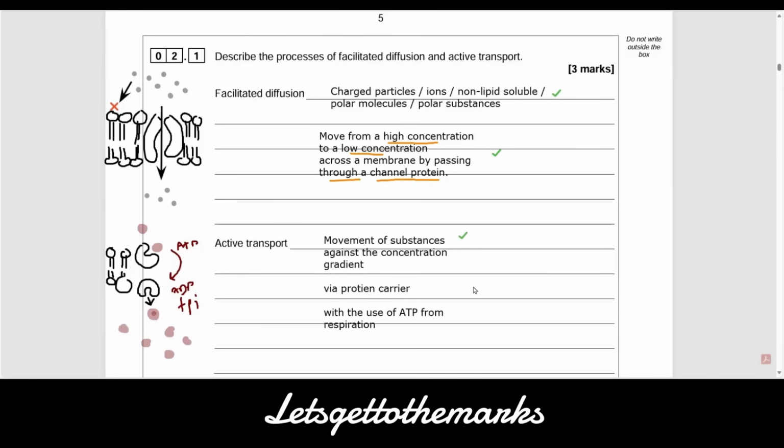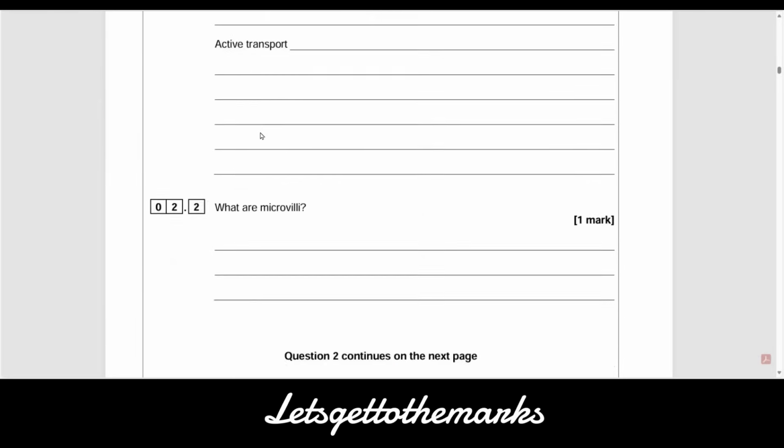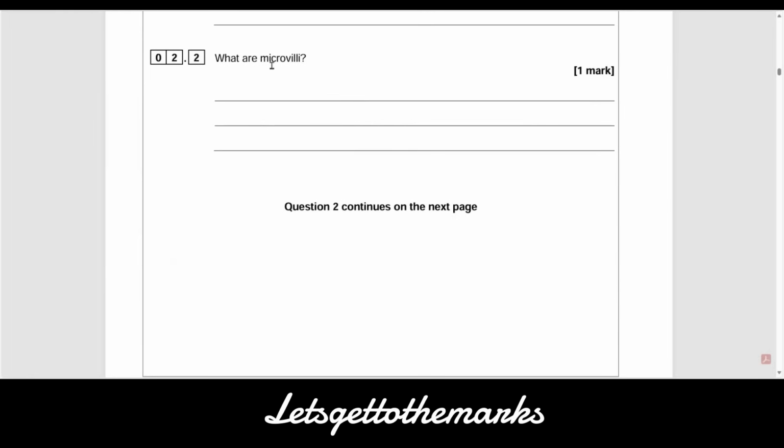All right. Let's go on to 2.2. So really the key here was you were limited to only 2 out of 3 marks unless you mentioned charged particles somewhere. Right, 2.2. What are microvilli? Okay, so you've all heard of microvilli. How would you describe microvilli?